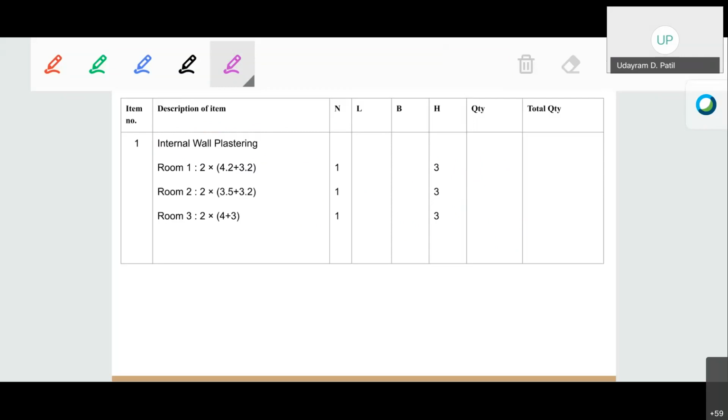So the lengths are 14.8, 13.4, and 14 meter. Multiplying with the height will give us the individual quantities of 44.4, 40.2, and 42. Okay, quantity of the internal wall plastering. Total gross quantity will be 126.6 meter square. Okay, remember to write the particular unit properly. It will be 126.6 meter square.